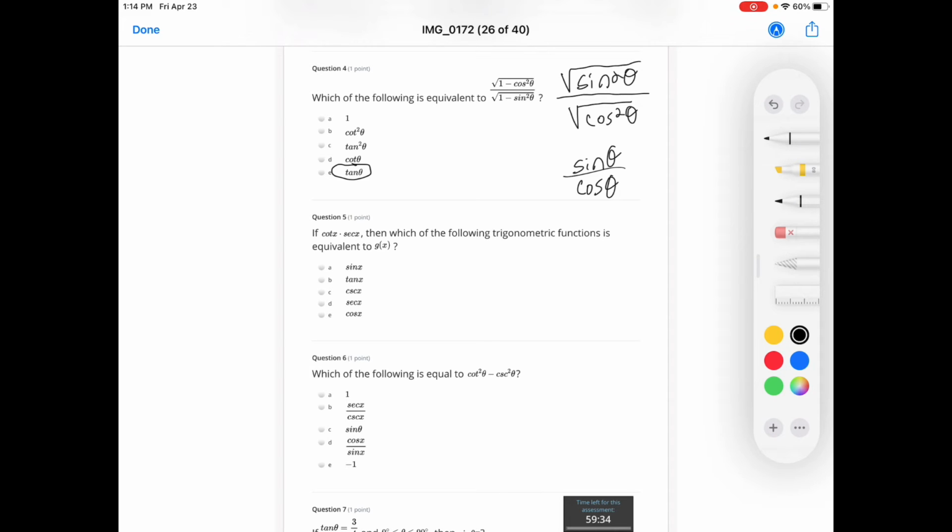Cotangent x, I'm going to change to cosine x over sine x, times secant x, I'm going to change to 1 over cosine x, where our cosines are diagonal, and we're multiplying so we can cancel them out. So we have 1 over sine x. 1 over sine x is cosecant.